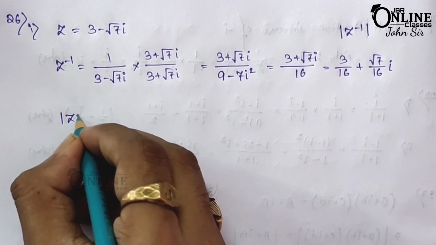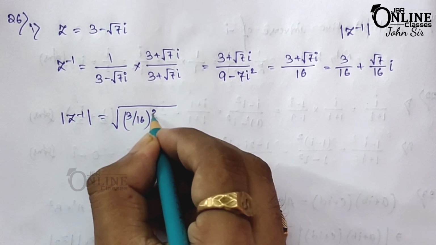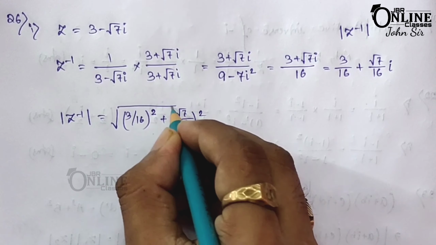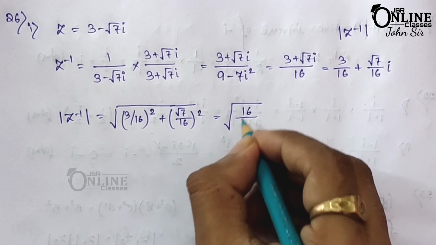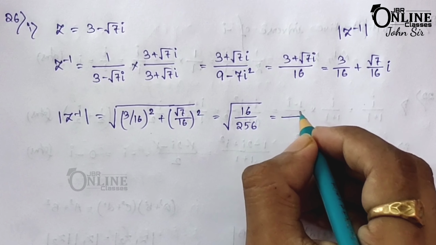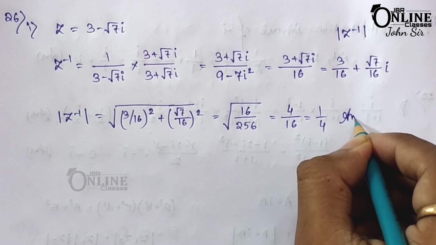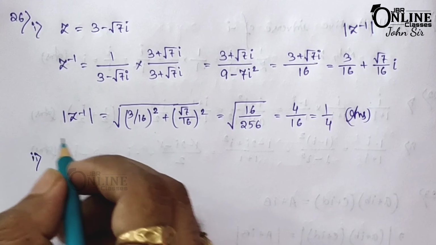So now the mod of z inverse will be root over (3 by 16) whole square, then again write down (root 7 by 16) whole square. Okay, so here it will be 16, and this one will be 256. So here the upper one will be 4 by 16, and that is going to equal 1 by 4 as your answer. Now the next one, sum number 26.